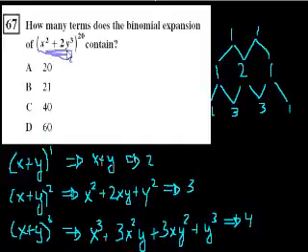So in this example, we have a binomial. Binomial just means a 2-term polynomial. And we're taking it to the 20th power. If we're taking it to the third power, we'd have 4 terms. If we're taking it to the fourth power, we'd have 5 terms. So if we're taking it to the 20th power, we're going to have 21 terms. And that's choice B. Next problem.